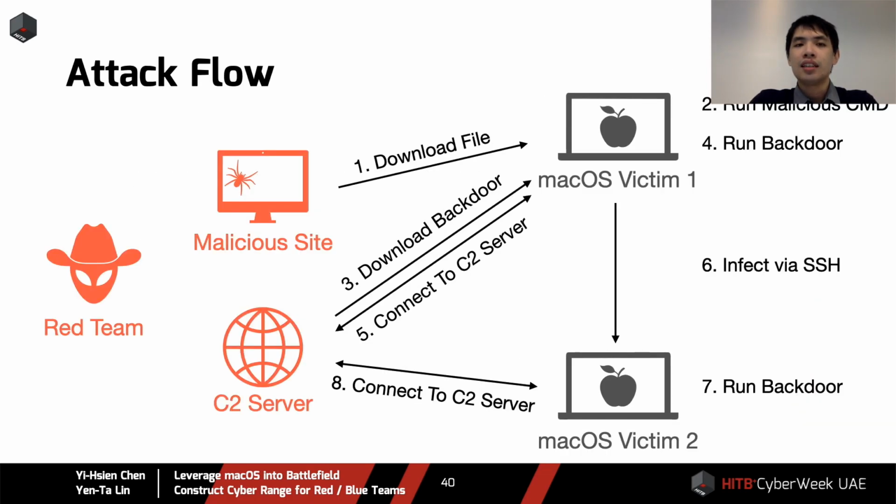We design an attack storyline for the red team. First, macOS Red 1 downloads a file from a malicious site, which can run a malicious command to download the latest GDOR from the C2 server and execute it. GDOR will look up its SSH configuration to infect other possible targets. We will discuss the storyline in detail later.